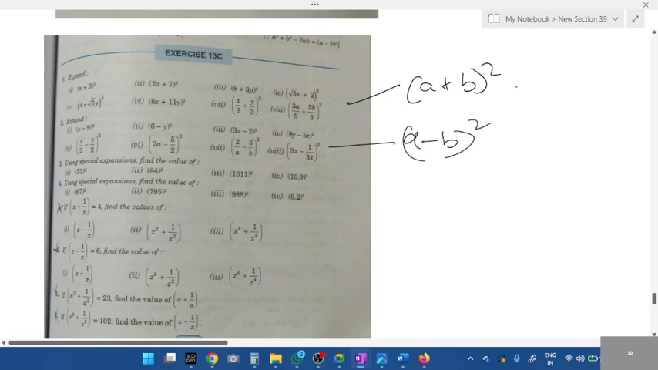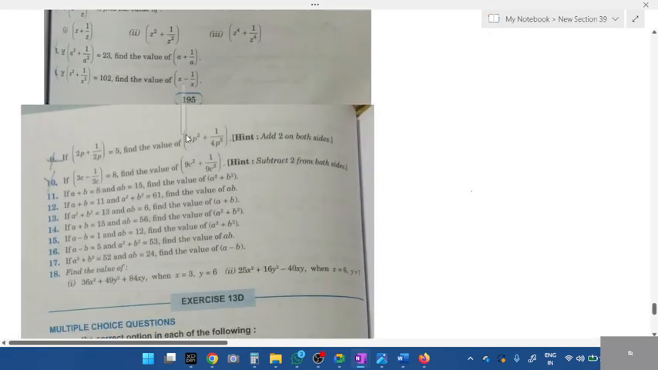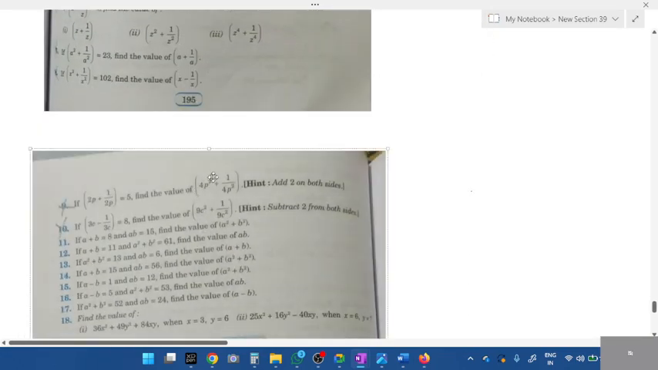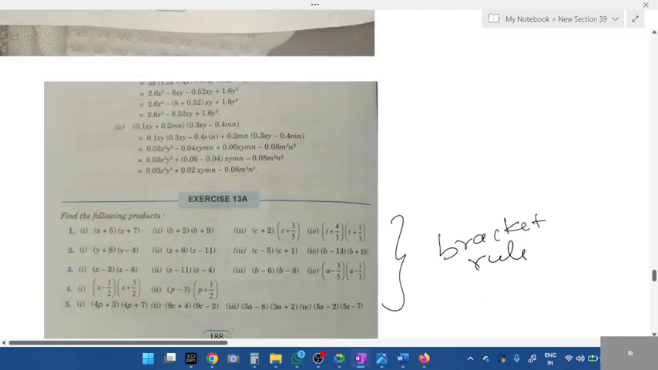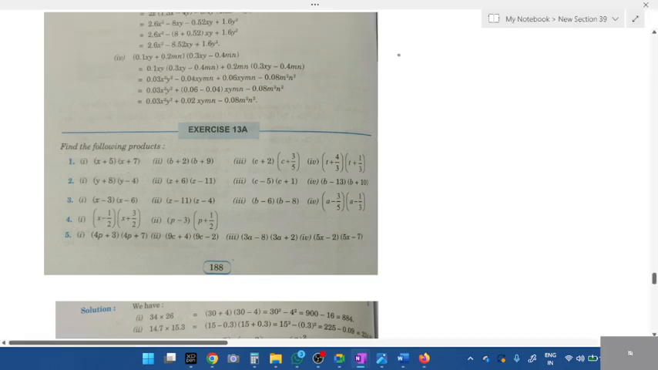That's it. If you have understood this concept, we'll start solving. It is easy to solve, and only a few questions, hardly 5, 6 questions, we will do. First thing, bracket rule, students. One plus and one minus I'll do. One plus, a basic question I'll solve. We'll start with the second question.